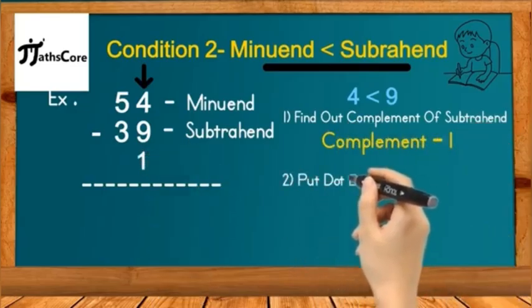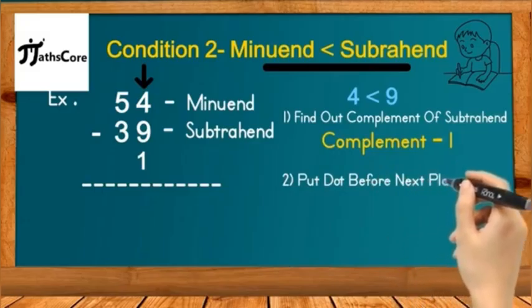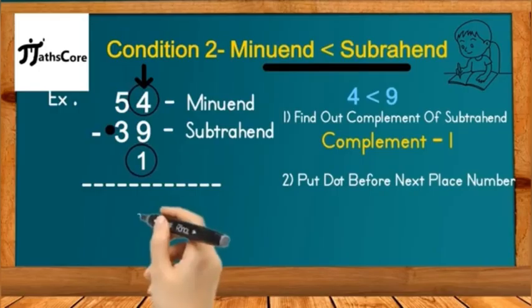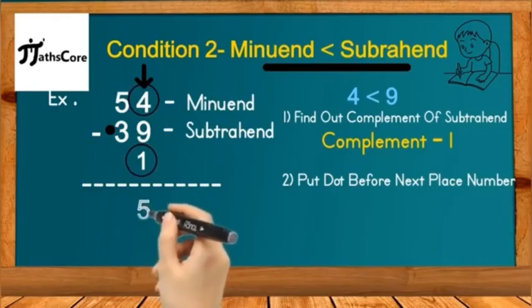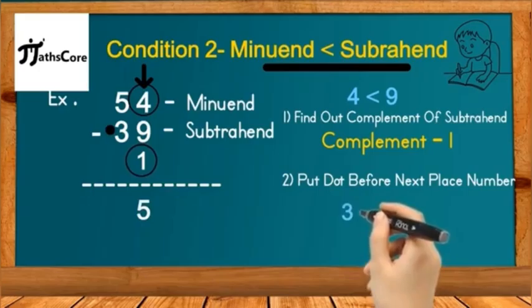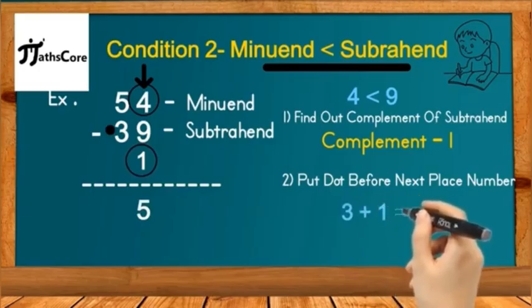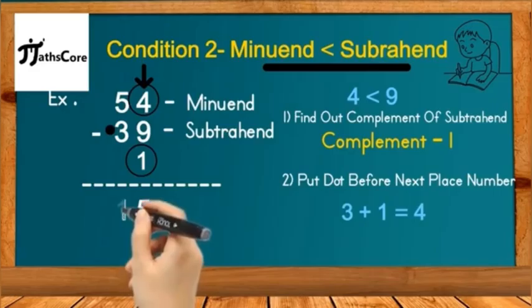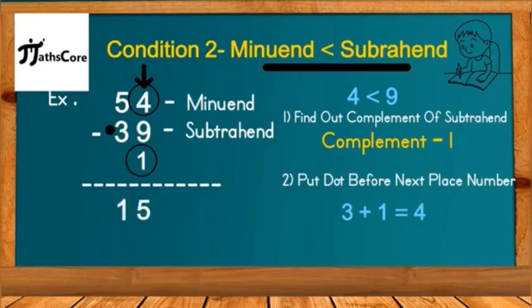In the second step, we need to put dot before the tens place digit of subtrahend. In this example, tens place digit of subtrahend is 3. So put dot before it. Now, we need to add complement in the first term of minuend, unit place of minuend. So 4 plus 1 is 5 and dot plus 3 means what? 3 plus 1, which is equal to 4. So we have to subtract 4 from 5. So 5 minus 4 is 1. So in this way, final answer is 15.